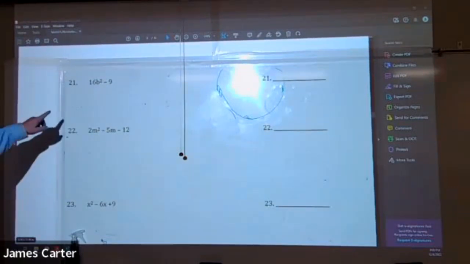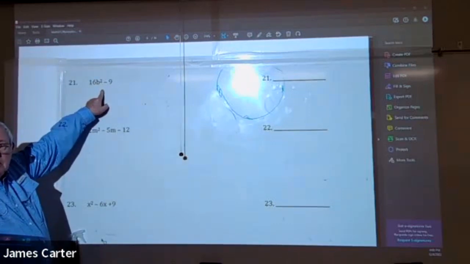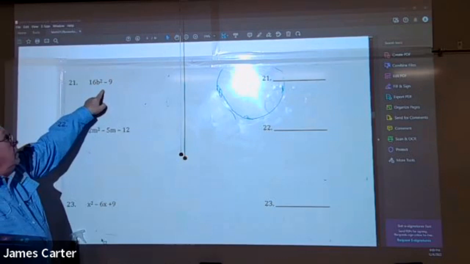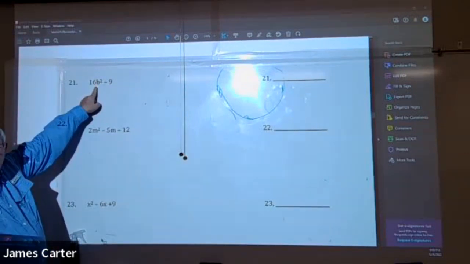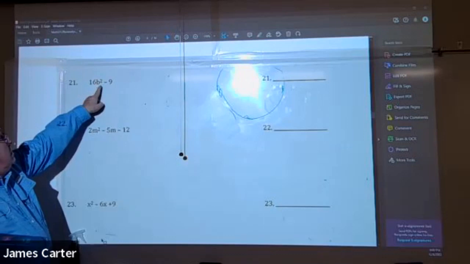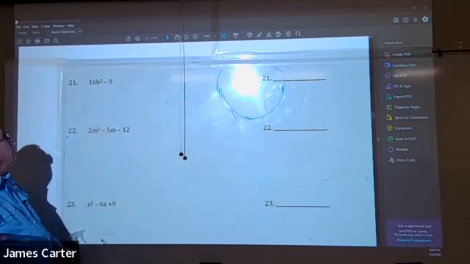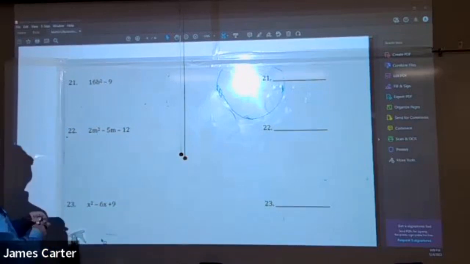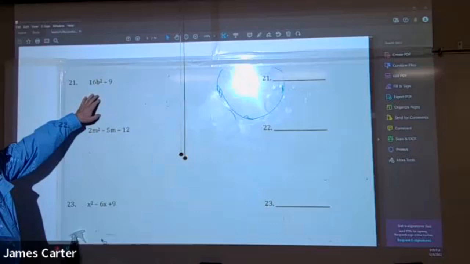Okay, what about this one? Anyone want to see it? It's a conjugate, perfect square on the front, 4b, and 3. Yeah, okay. What about this one? You want me to write the answer on this one anyhow?